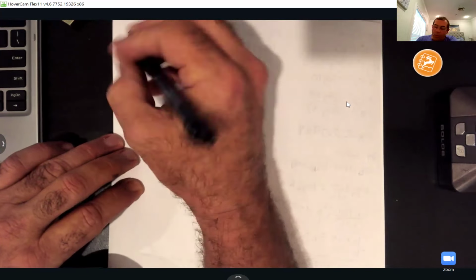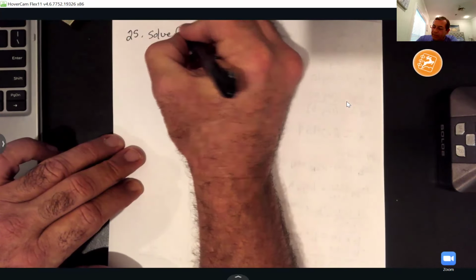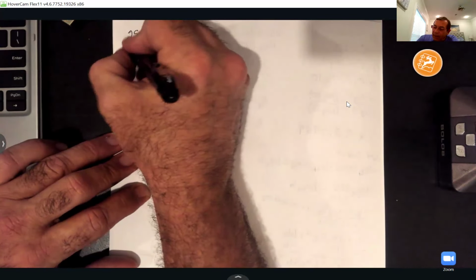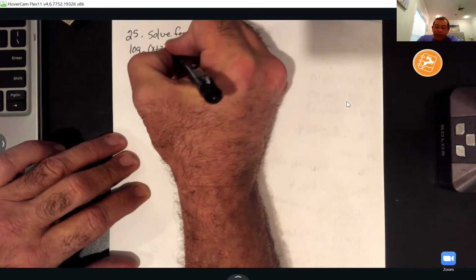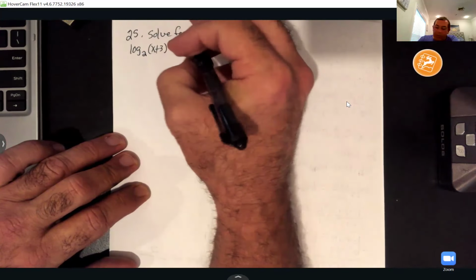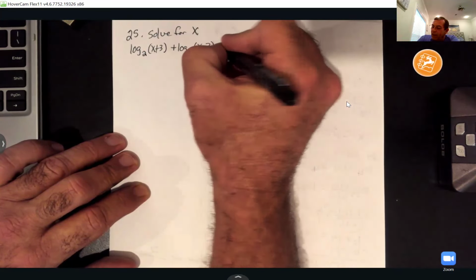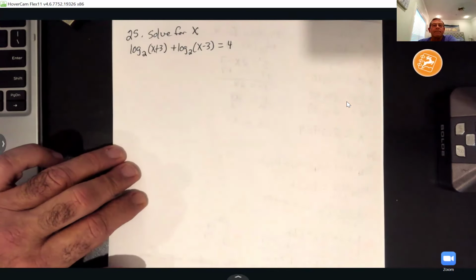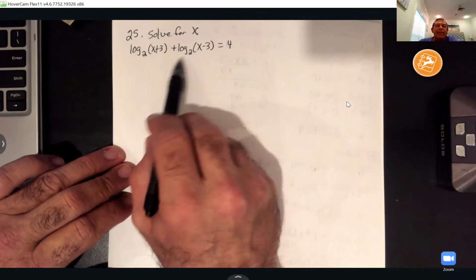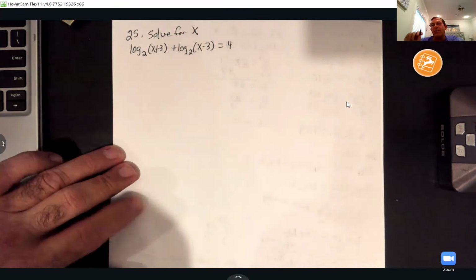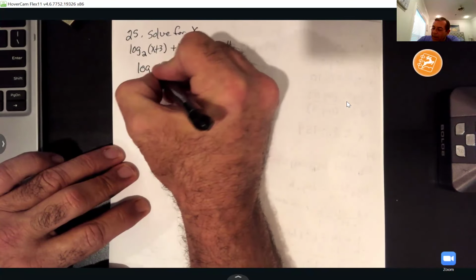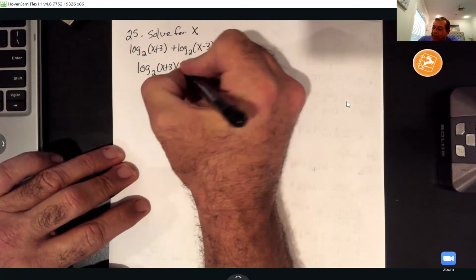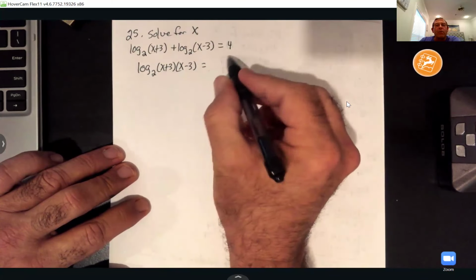All right, y'all, so this will be the last one on here, number 25. And of course, it is a solve for x. Another log equation. Log base 2 of (x plus 3) plus log base 2 of (x minus 3), all that equals 4. So we got to combine logs on the left side. These are being added, so we're going to write this as a product. So log base 2 of (x plus 3) times (x minus 3). All of that's going to equal a 4.